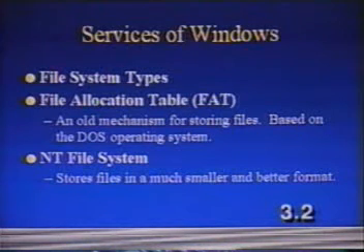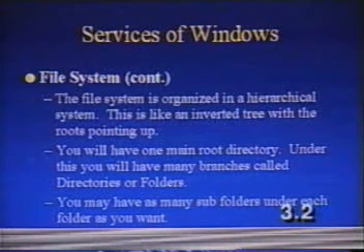File system types are things like FAT, File Allocation Table, and basically this is a kind of an older mechanism for storing files based on the DOS operating system. Windows 95, Windows 98 are examples of the FAT table storage mechanism. Windows NT uses the NT file system. It stores files in a much smaller and better format than the old FAT table.